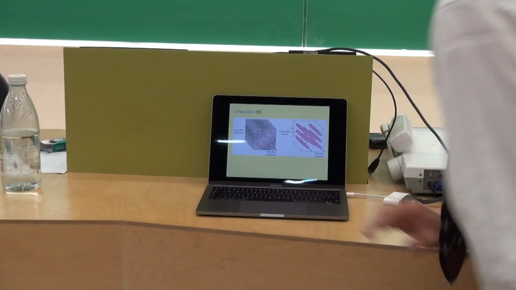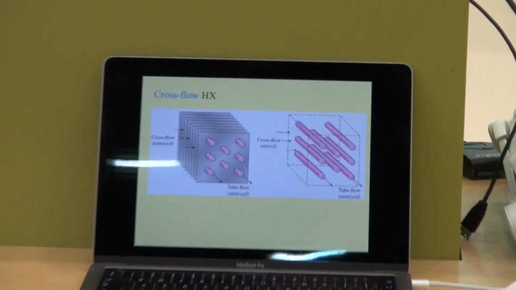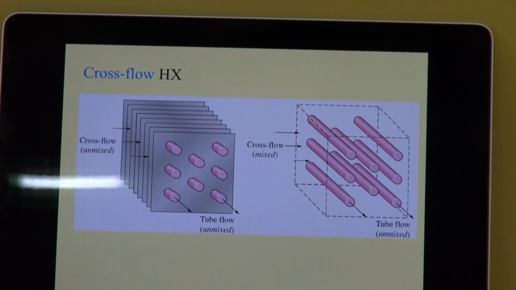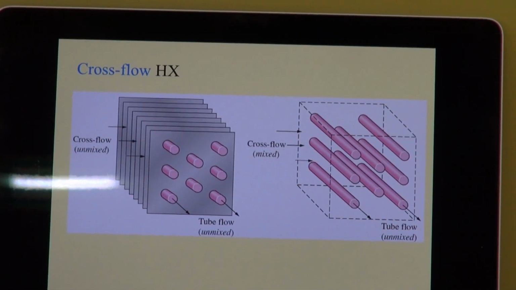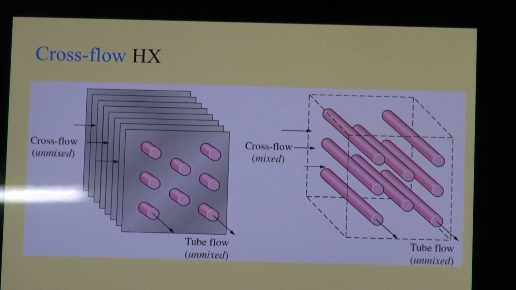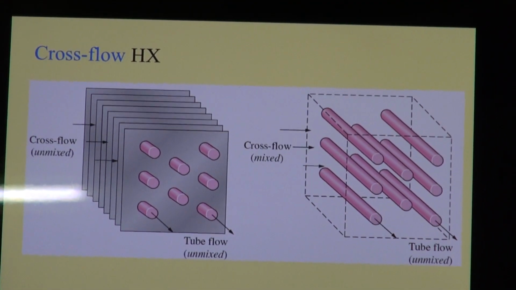I think the following sketch would show it much more clearly. So the first type is an unmixed type of cross-flow heat exchanger, and this one is called a mixed type of cross-flow heat exchanger. Is that clear to you?